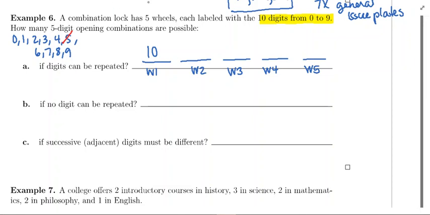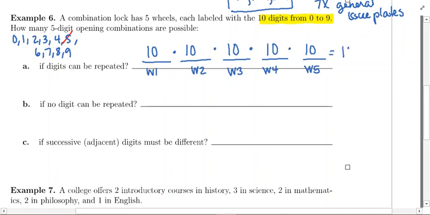So you're still going to have 10 possible numbers to choose from for wheel 2. Same thing with wheel 3. You can repeat numbers, so there's still going to be 10 digits available for wheel 3, for wheel 4, and for wheel 5. You can pick any of the digits for any of the wheels as long as repetition is allowed. So now we're going to multiply all these numbers together.